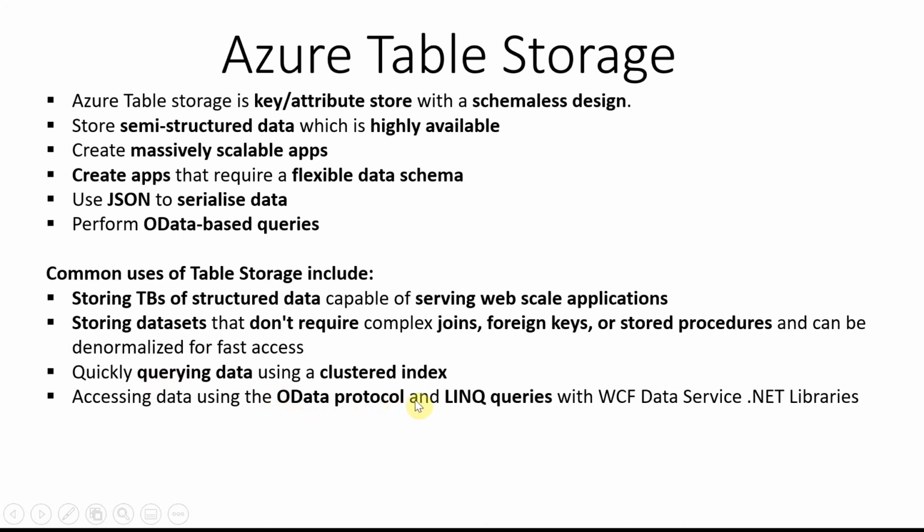What is important here is that indexing always plays a major role so that we can retrieve the data faster. As long as you have a proper index, it can retrieve the data faster for you. Behind the scenes, it uses the OData protocol and LINQ queries, which is very popular in the .NET world, with WCF Data Services and .NET libraries. This is how it is used to access the data. The OData protocol and LINQ queries are used to retrieve the data using .NET.